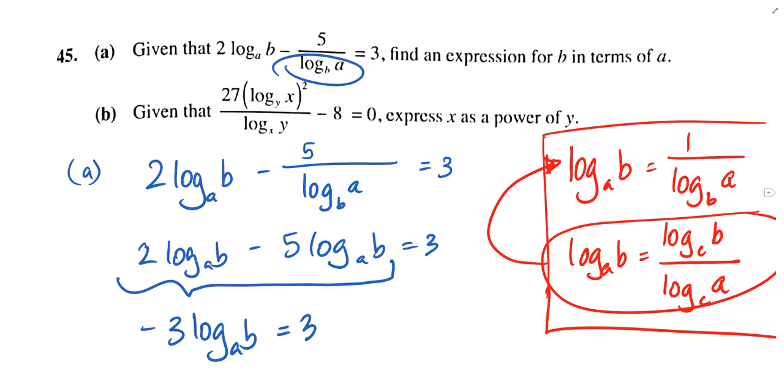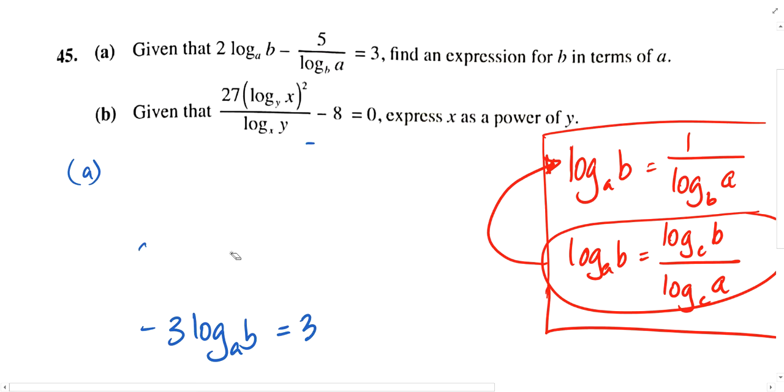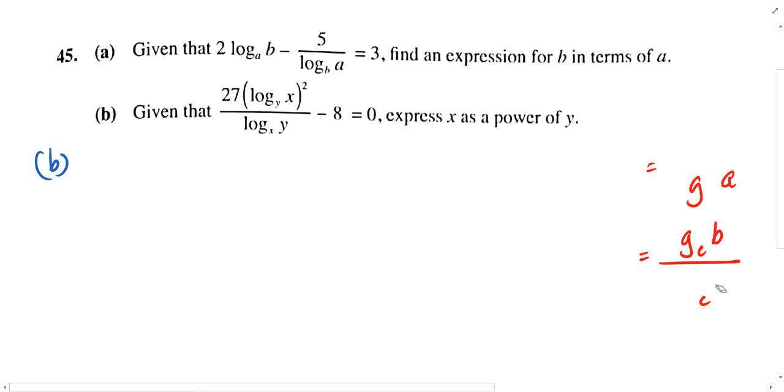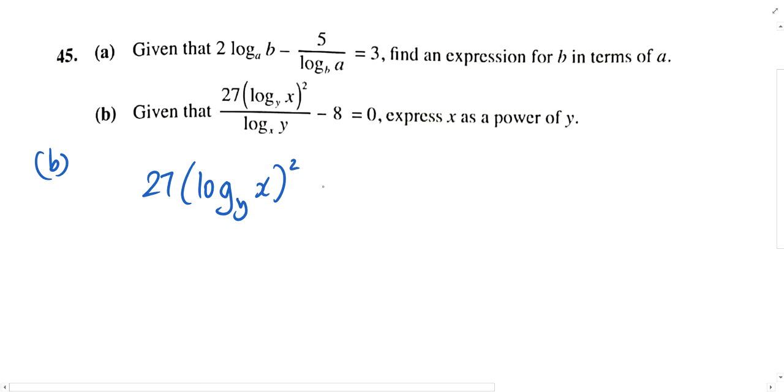Okay, now part B. Who from those at the back would like to start? Part B. Okay, yes, Cosby? Don't tell me it's easy. You tell me the answer. 27 bracket log y x bracket square times 8 plus log x y times log x y minus 8 equals to 0.